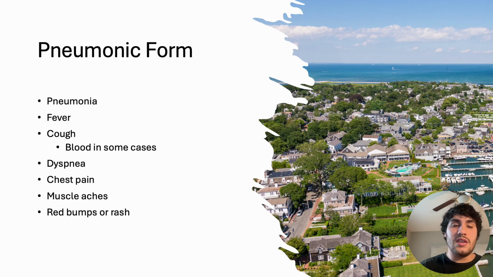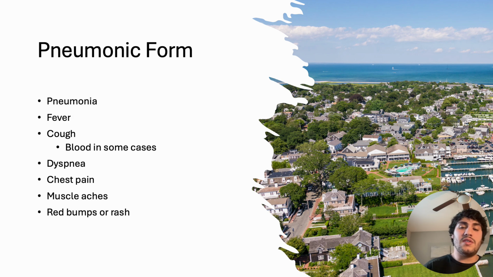The next form is the pneumonic form, which is from inhaling aerosols. Now, I have this photo of Martha's Vineyard because there was a very notable occurrence there. Essentially, it boiled down to two guys were mowing their lawn over here, and they came down with the pneumonic form of tularemia. This is because it's hypothesized that while they were mowing the lawn, they ran over an animal carcass, which aerosolized after shredding the carcass to pieces. It aerosolized the F. tularensis, and they breathed it in.